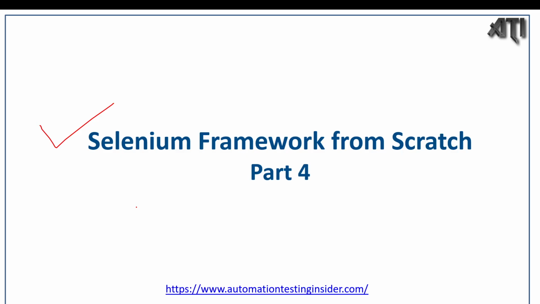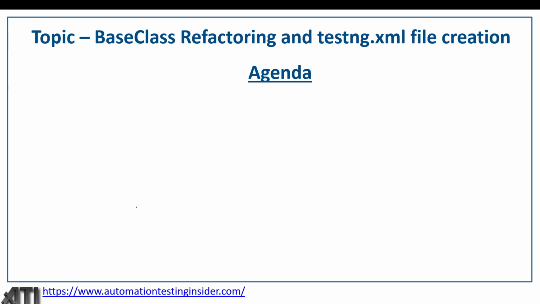So let's have a look at what we are going to do today. We are going to create a testng XML file and we are going to refactor our base class. In the previous video we talked about how we can set up our config.properties file. We have seen how we set up the config.properties file in our Eclipse project and how we created the base class. Today we'll focus on how we can refactor our base class in a proper way.